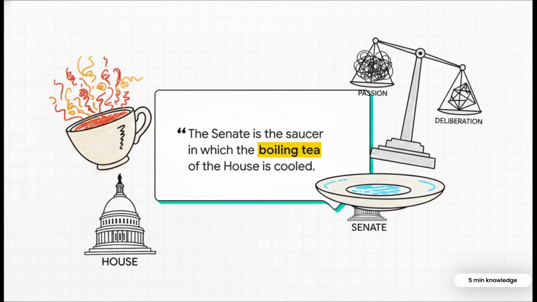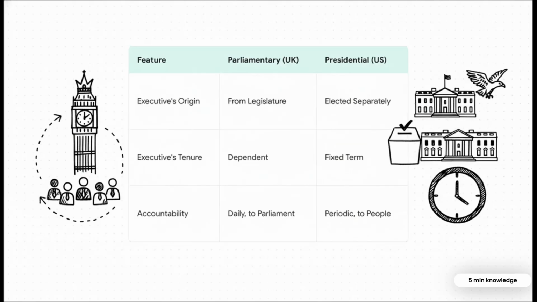The idea was that the House of Representatives, since it's more directly elected by the people, might be prone to populist passions. That's the boiling tea. The Senate was designed to be the more deliberative, slow-moving body, the saucer, to cool things down and take a longer view. So let's just put them side by side for a second.